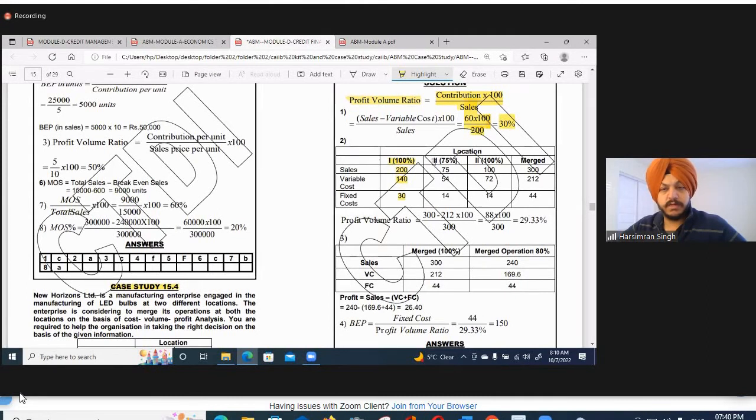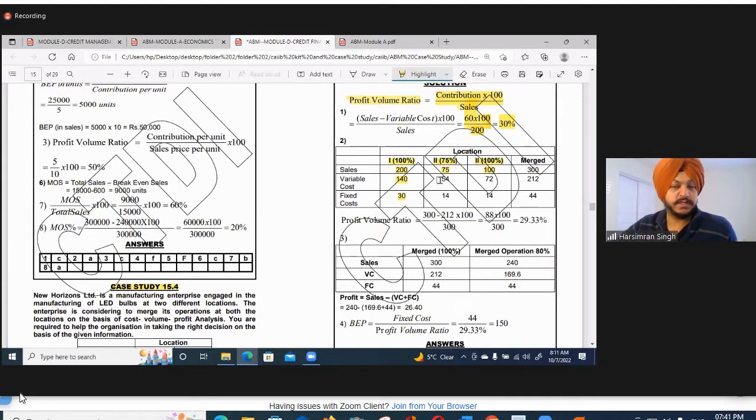This is for unit number 2. Unit number 2, but he has given it at 75% capacity. So when you have to merge it, you will first make this unit 2 into 100%, convert this 75 into 100% capacity. So how will you convert this into 100% capacity? Look, sales at 75% capacity, if that is 75, at 100% it will become 100.